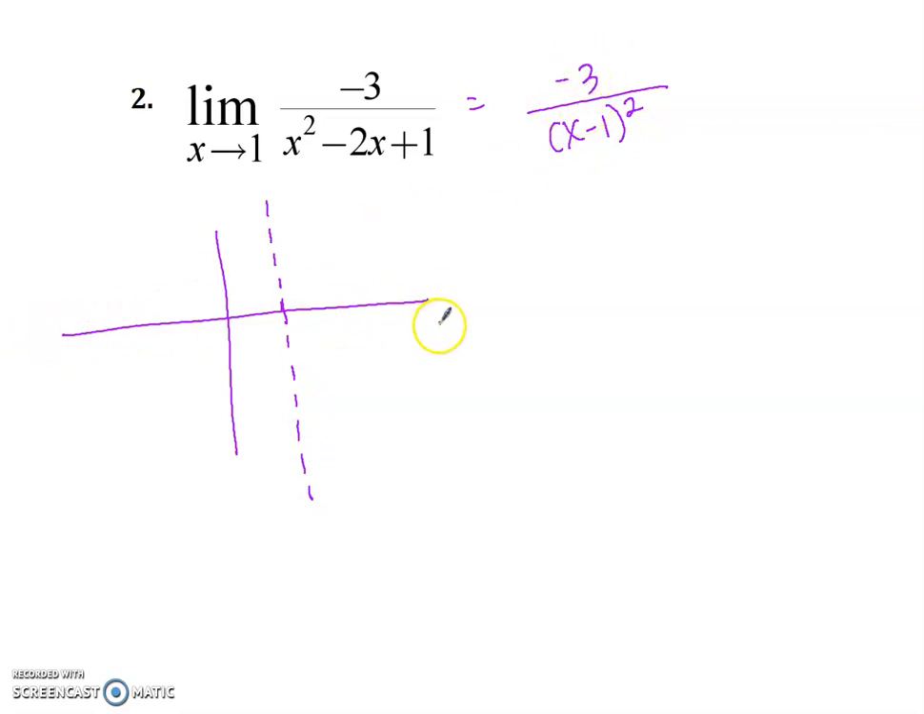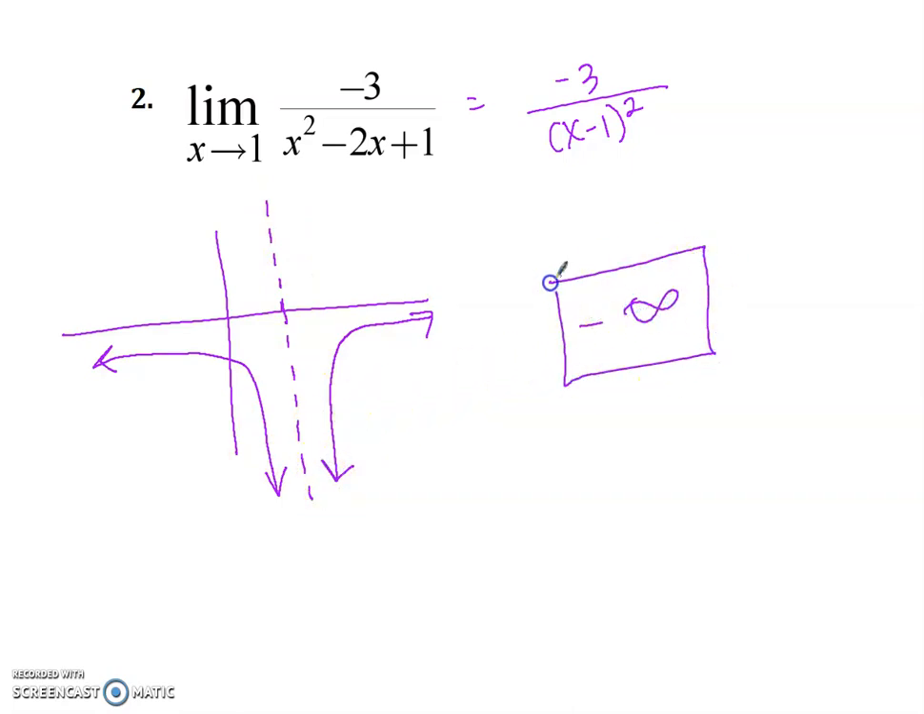I'm always going to start on the right. Since this leading coefficient is negative, I'm going to start below the x-axis and go down. Now since it's an even asymptote, these two parts are going to be next to each other. So I can see both ends at 1 are going down. So that means the limit is negative infinity.